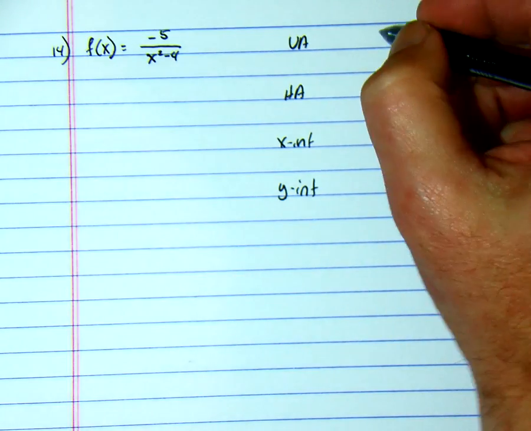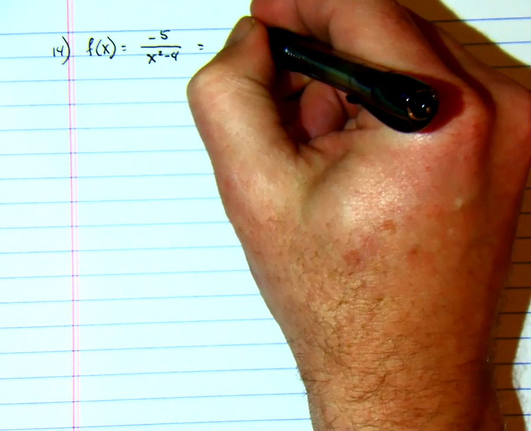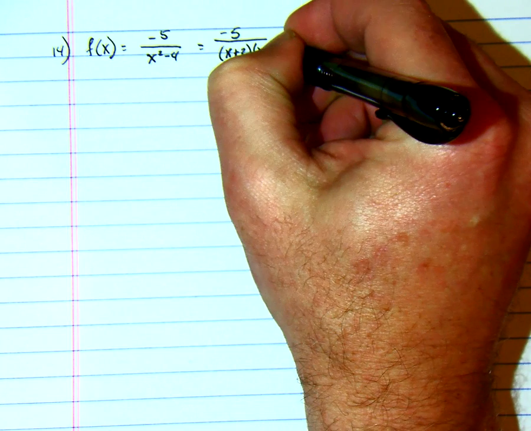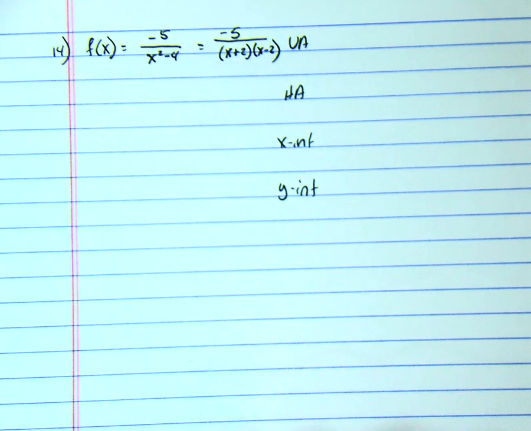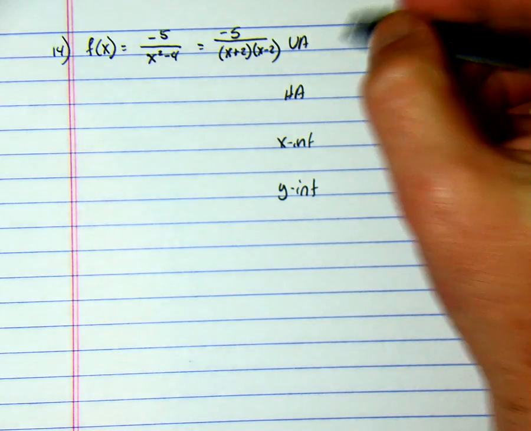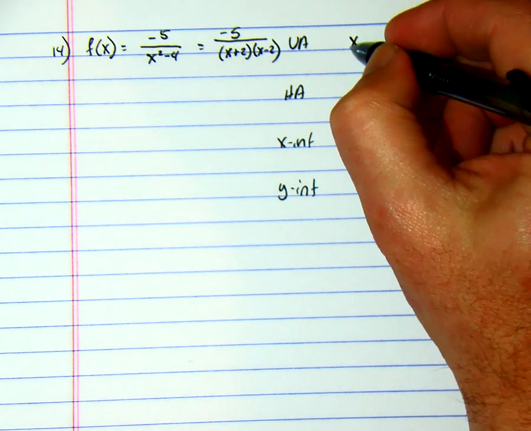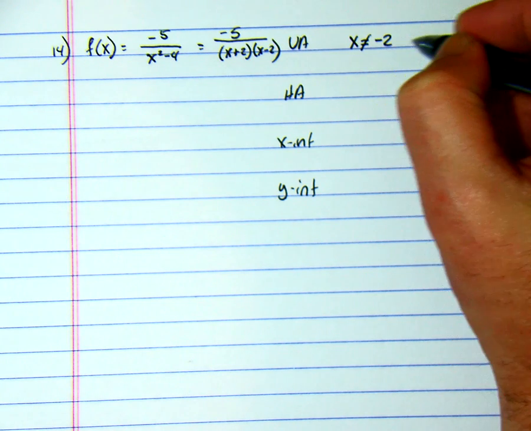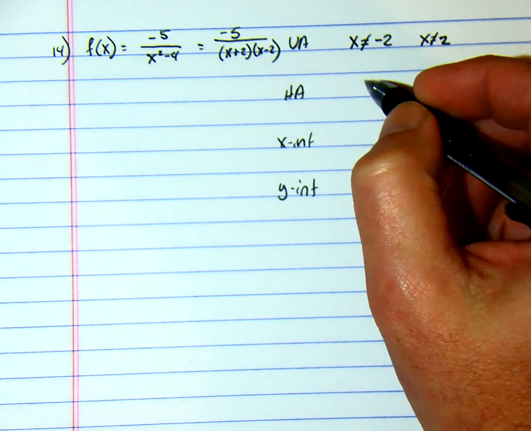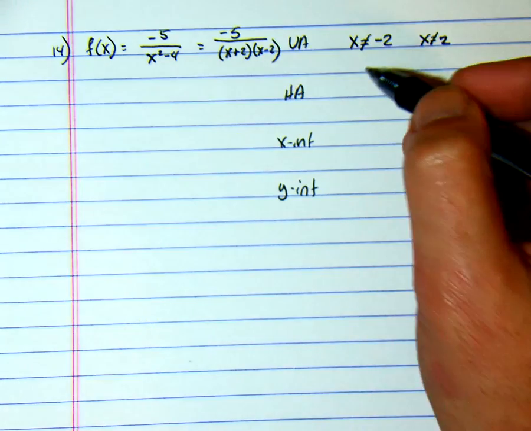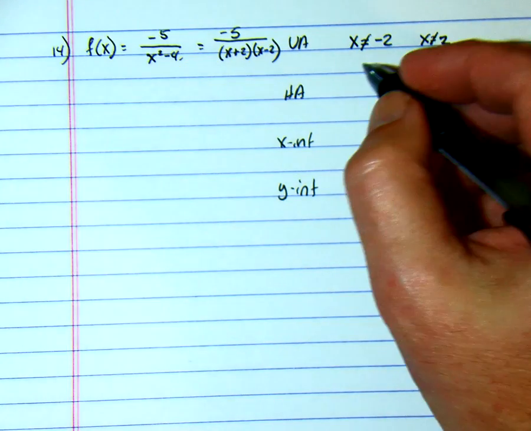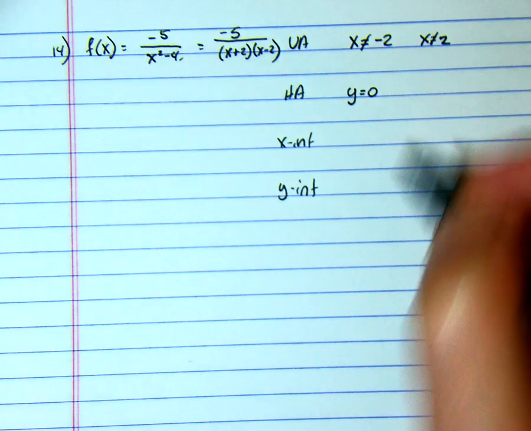My vertical asymptote, if I go ahead and factor this, this is -5 over x plus 2, x minus 2, because we may end up with a sign test on this one. Because again, my horizontal asymptote is 0, and that's just pain. So my vertical asymptotes, x cannot be -2, x cannot be +2. My horizontal asymptote, again, we go to my rules. My denominator has a larger degree, so it's going to get larger faster. So that means we're always going to go to y equals 0.